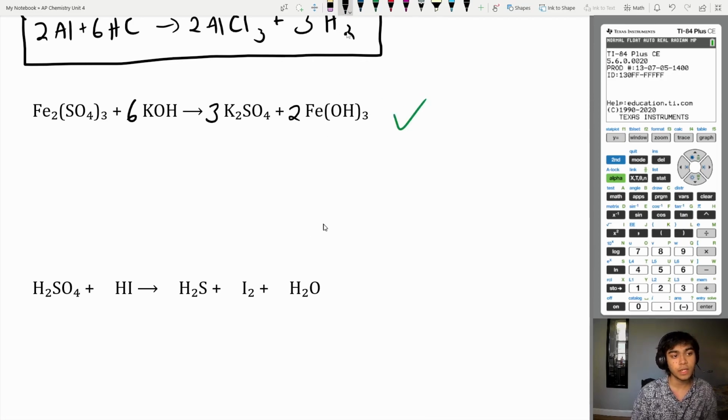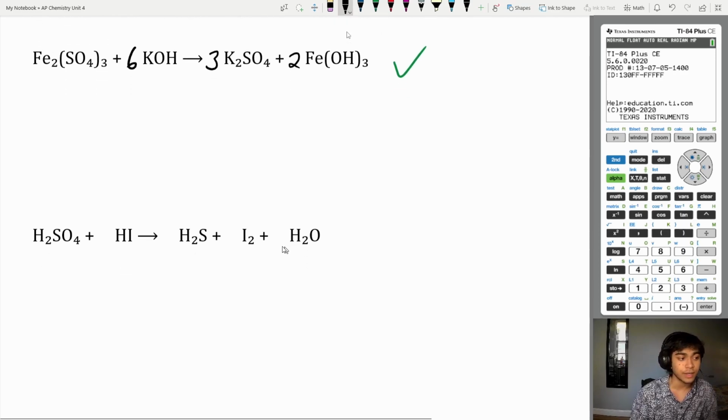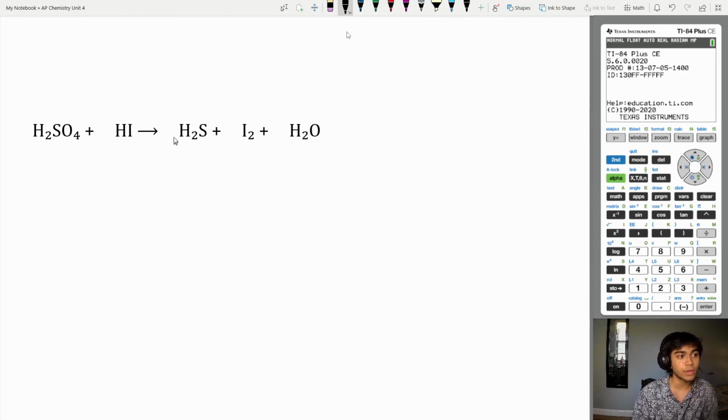But sometimes you're going to have a polyatomic ion and it's just going to break up. And here we have H2SO4 and HI to produce H2S, I2, and water. How do you balance this? Well, exactly the same as we've been doing. So which elements occur only once on each side? We have the sulfur here, and we also have the iodine. Now, the sulfurs are already kind of balanced, so let's start with the iodine. Let me add a 2 here to balance out the iodines.